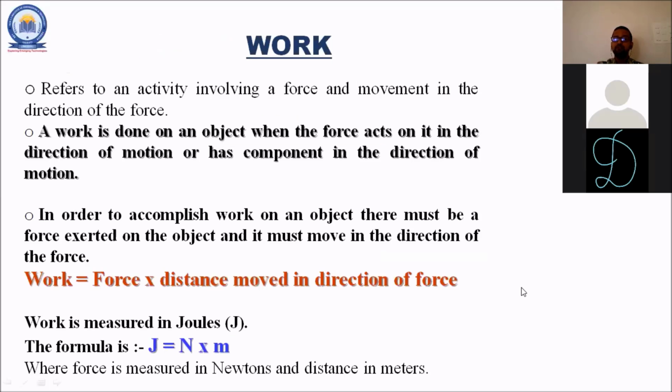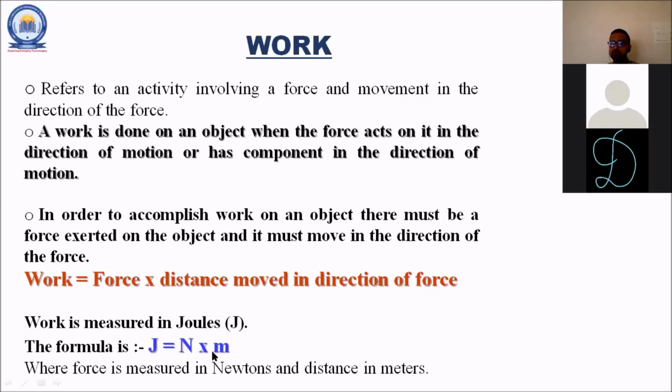So friends, proceeding further with the next topic, that is work. Work refers to an activity involving a force and movement in the direction of the force. Work is done on an object when the force acts on it in the direction, or as a component in the direction, of motion. In simple terms, considering the definition, work is equal to force into the distance moved in the direction of force. Work is measured in joules, that is J.